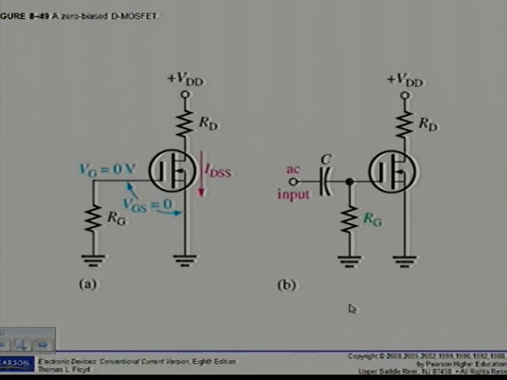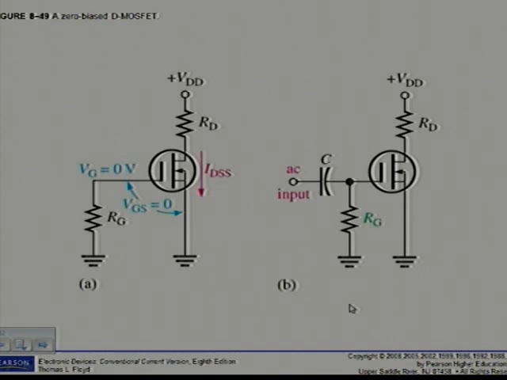But let's have a look at the example, example 8.20. It says there, determine the drain to source voltage in the circuit of figure 8.50. The MOSFET datasheet gives VGS(off) equal to minus 8 volts and IDSS equal to 12 milliamps. Now we know since ID is equal to IDSS, which in this case is 12 milliamps, the drain to source voltage, by Kirchhoff's law, VDD minus IDSS times RD, gives me a value of 10.6 volts. Straightforward.